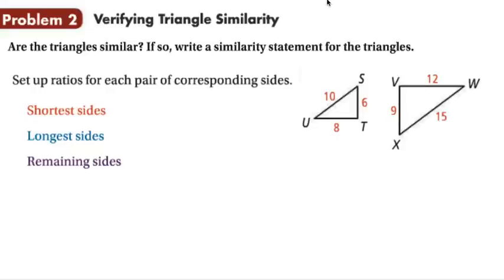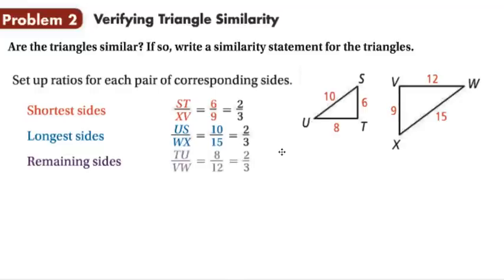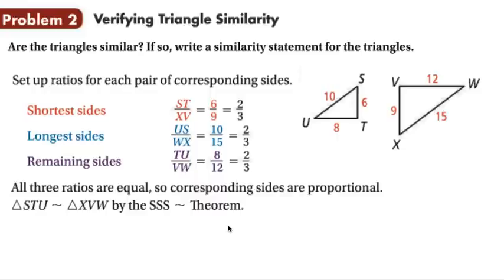So let's check out some problems using those theorems. It says, are the triangles similar? If so, write a similarity statement. So first we want to set up our ratios, and we'll just go shortest side, longest side, and remaining sides. So in this one, if we're going to compare the shortest sides, we're going to compare 6 to 9, which reduces to 2 to 3. The longest sides would be 10 and 15, the hypotenuse, which is also a ratio of 2 to 3. And then the remaining side is 8 and 12, which also reduces to 2 to 3. So therefore, those are similar triangles by side, side, side.